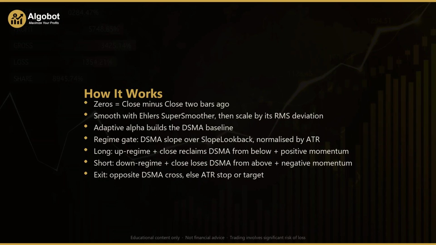Then comes the entry, a pullback-reclaim. In an up regime, the strategy waits for price to pull back to the DSMA and then close back above it, while the scaled momentum is positive. That combination signals a long. In a down regime, price rallies back to the DSMA and then closes below it, with negative momentum, signaling a short. Finally, risk management. Every position is given an ATR-based stop loss and take profit. The stop sits at 2 times ATR by default, and the target at 3 times ATR, a reward to risk of 1.5 to 1. A position is also closed early if price crosses back through the DSMA against it.